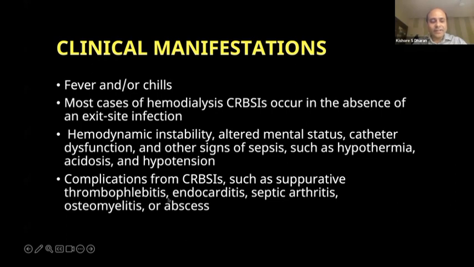And at a later stage or in severe infections, especially Staph aureus or fungi, they can have septic thrombophlebitis, endocarditis, septic arthritis, osteomyelitis, abscess, or even epidural abscesses. Epidural infections can happen from catheter-related bloodstream infections. Anywhere the blood flows, it can seed there and cause infections.